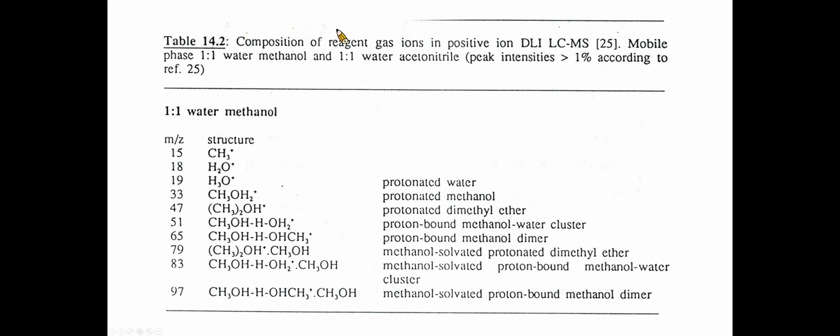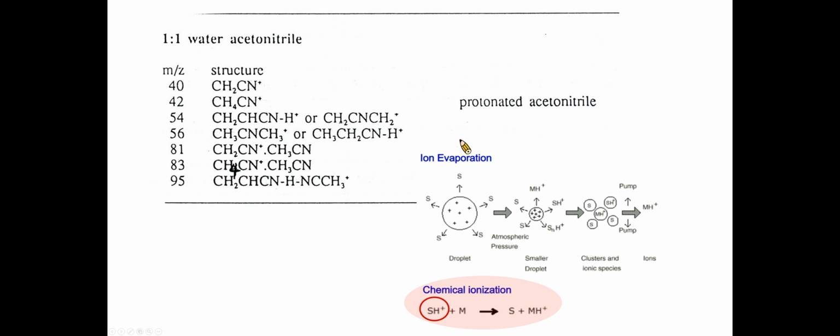Using different solvents may result in different reagent gas ions. This table summarizes the possible reagent ions in positive ion direct liquid introduction LC-MS when using 1:1 water and methanol as the mobile phase. The reagent gas ions include m/z 15, CH3+, 18, H2O+, 19, H3O+, and protonated methanol, protonated dimethyl ether, etc.